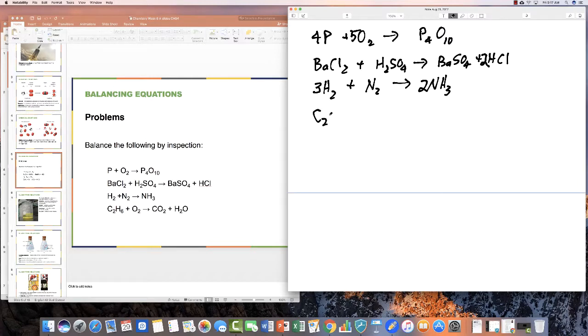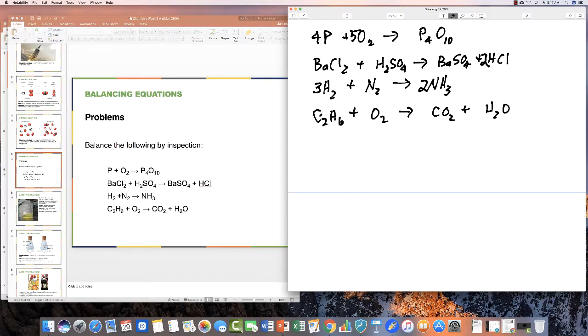Okay, so we have C2H6, which one day you'll learn is ethane, combines with oxygen to form carbon dioxide plus water. By the way, this is a combustion reaction. Anytime you take something like this and combine it with oxygen, it's combustion. This is just burning ethane and oxygen.